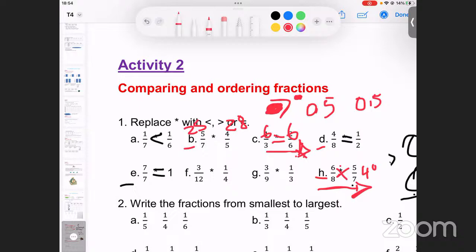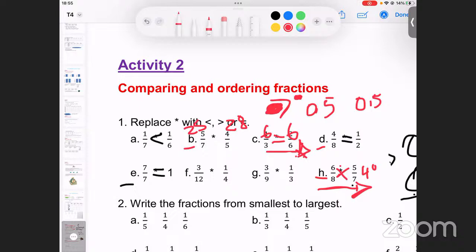Okay, so after that, since we put the equivalent on top, we're going to say is 5 over 7 bigger than 4 over 5? Then I think we're going to put the greater than sign by 4 over 5 because 4 over 5 is bigger than 5 over 7.